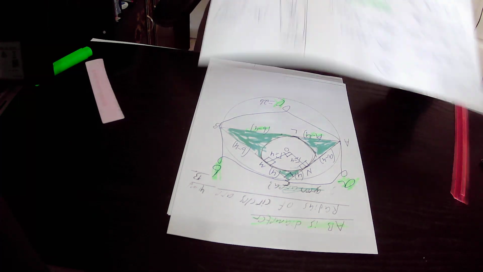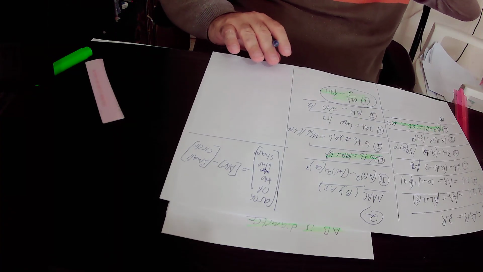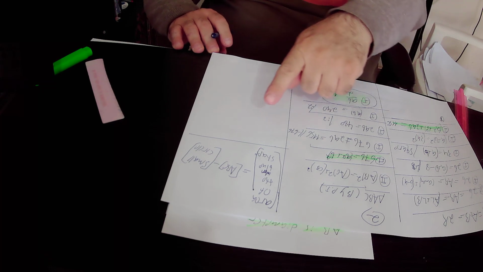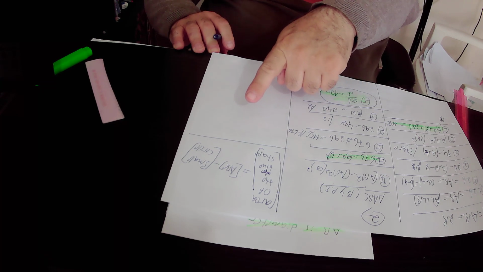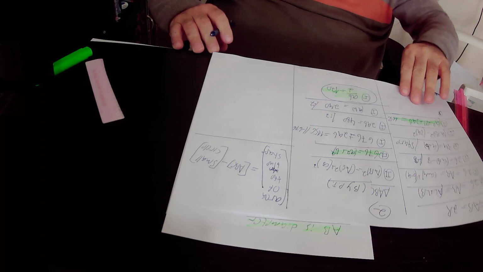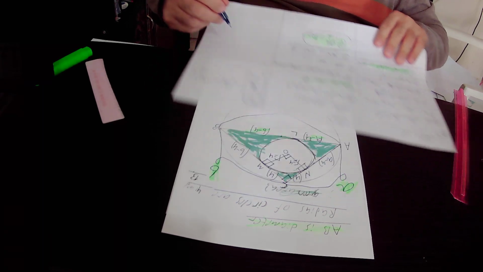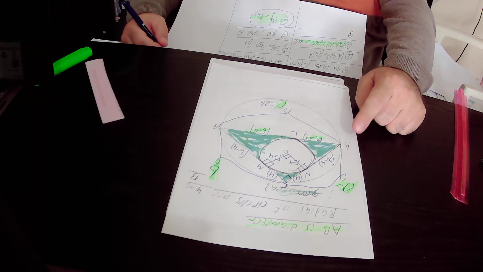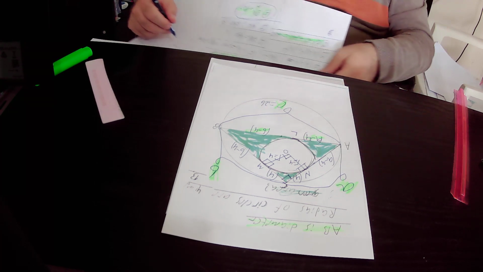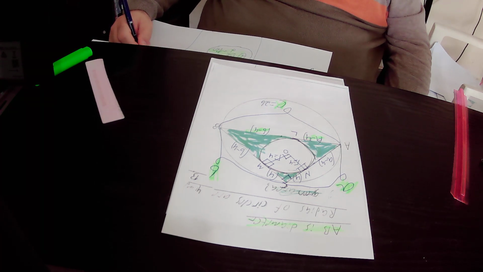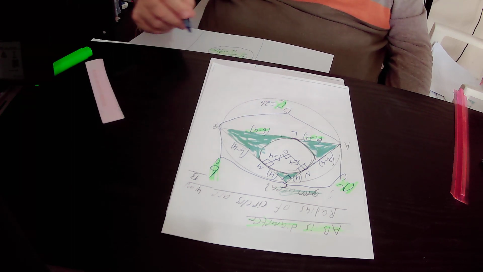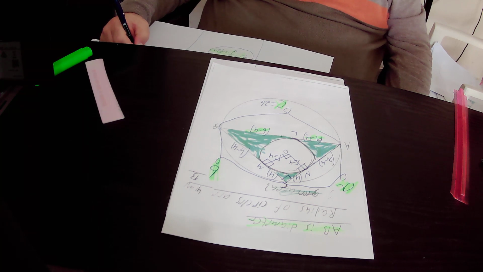I repeat again. From the drawing, it is very easy to see that the area of the blue shape equals the area of triangle ABC minus the area of the small circle. The area of triangle ABC equals the base AC times the height to the base, that is CB, over 2.